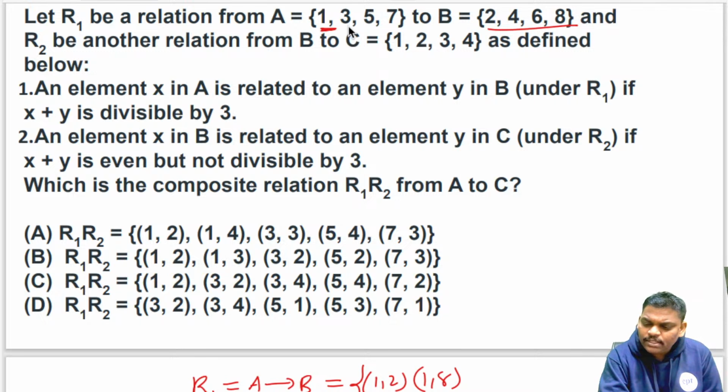Next one, let's try with 3. 3 plus 2, 5, no. 3 plus 4, 7, no. 3 plus 6, yes, 9. Next one, 3 plus 8, 11, no. 3 is over. Go to 5.